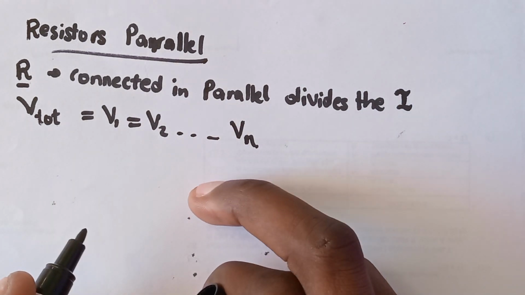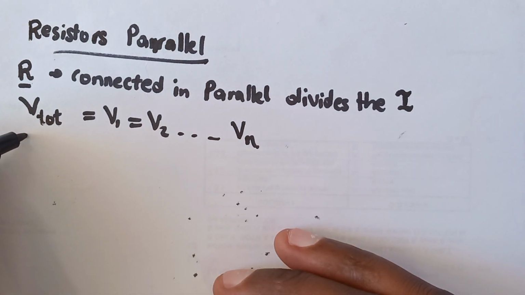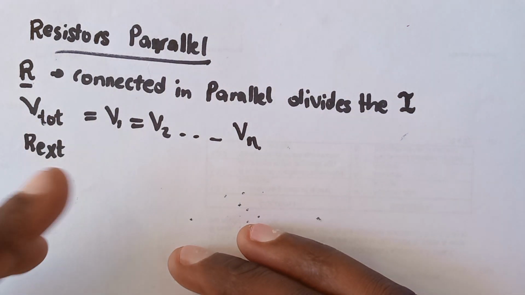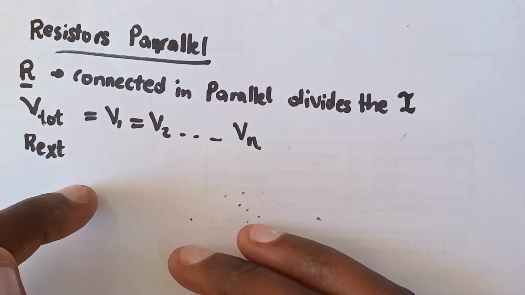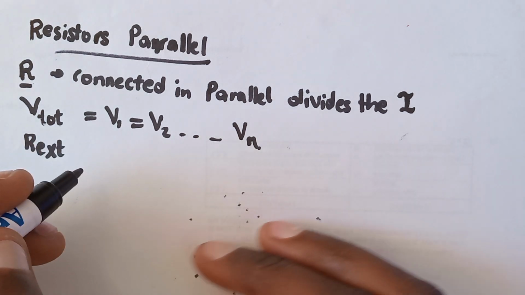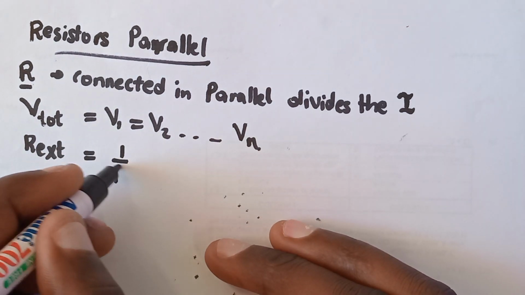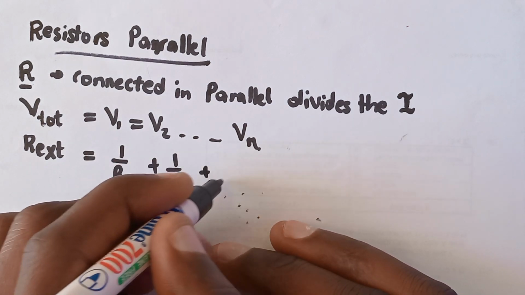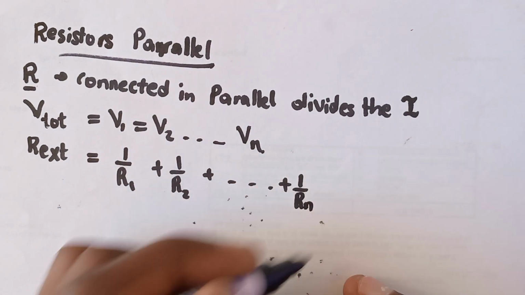So now we can have the R external. For R external, for the resistors that are in parallel, R external is equal to 1 over R1 plus 1 over R2 plus dot dot dot plus 1 over Rn.